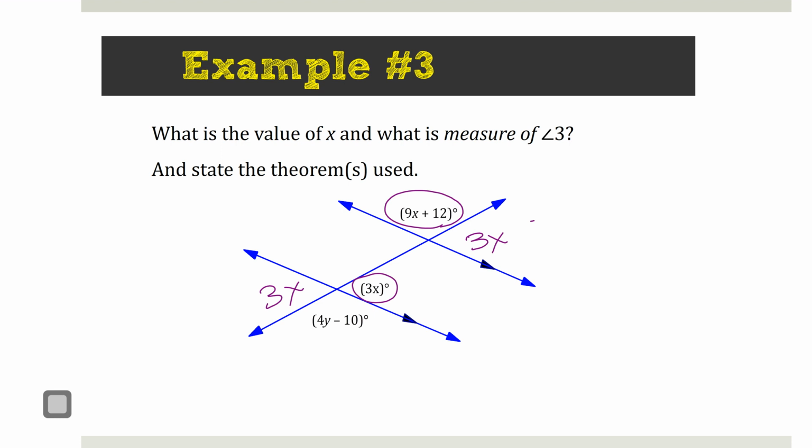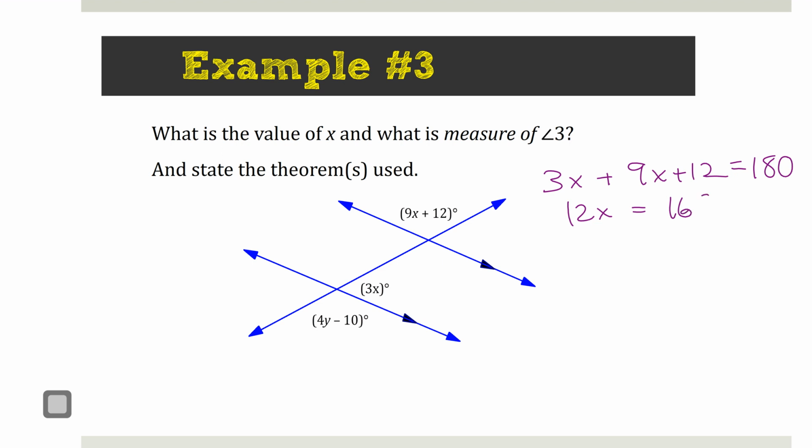They're supplementary. But again, let's back up a little bit. Using the KISS method, acute or obtuse? Can an acute angle and an obtuse angle be congruent? Nope, so that gives us the other alternative, 3x plus 9x plus 12 is equal to 180.